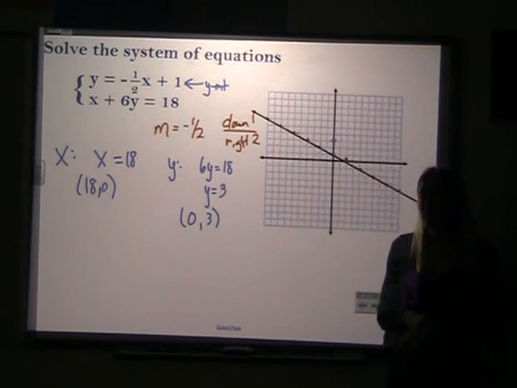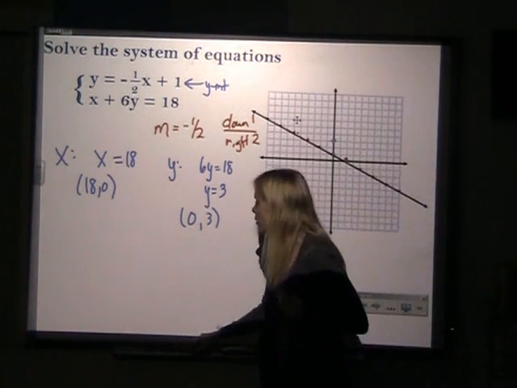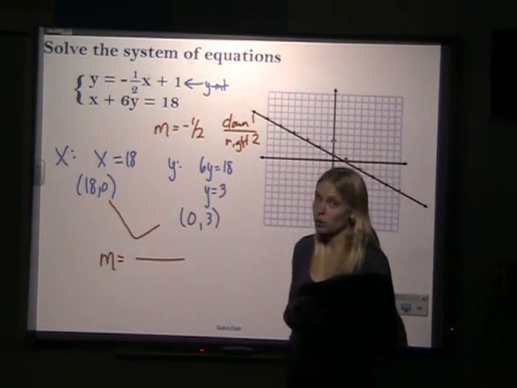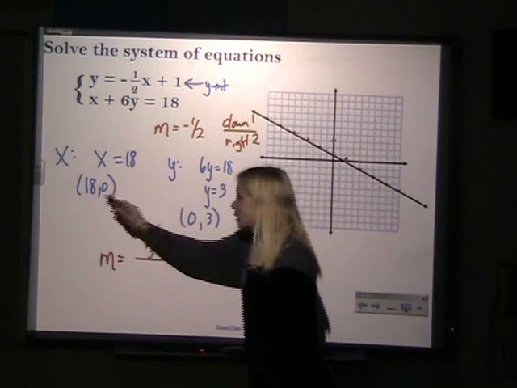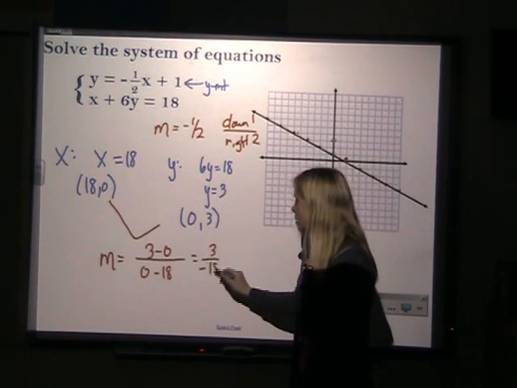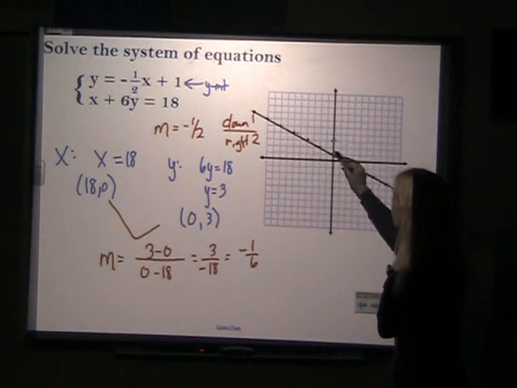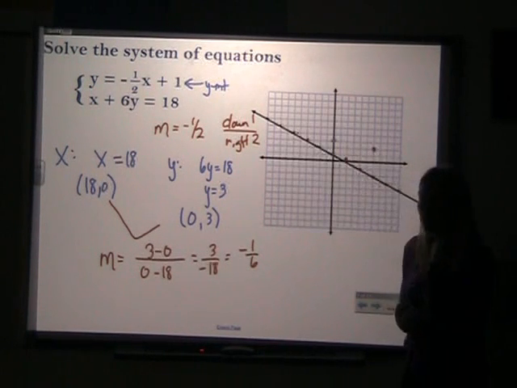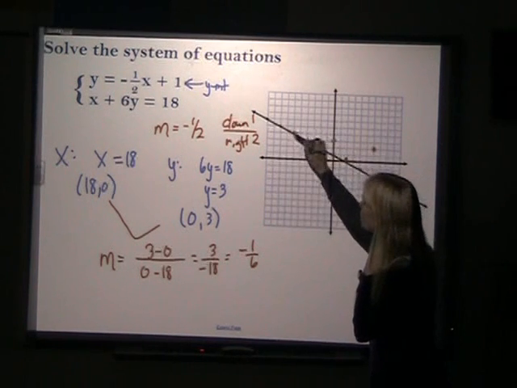So the other piece of information I need is my slope. So if I don't have my slope, but I have 2 points, I can find my slope, we learned this last semester, by subtracting the y's, subtracting the x's. So 3 over negative 18 is negative 1 over 6. So now I can go down 1 and over 6. 1, 2, 3, 4, 5, 6. Okay? You can also go up 1 and over 1, 2, 3, 4, 5, 6.